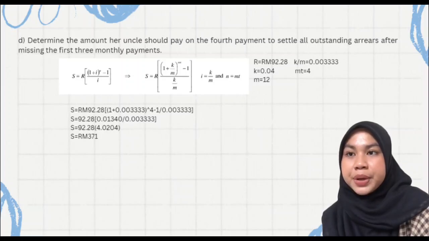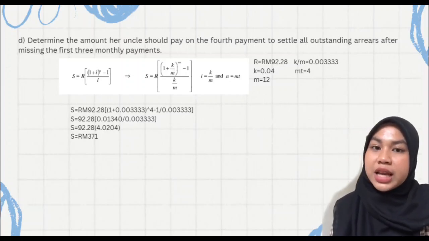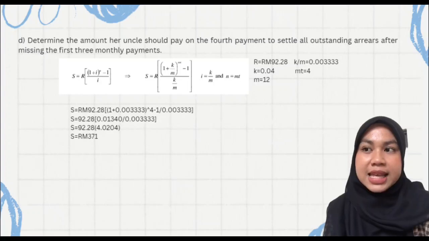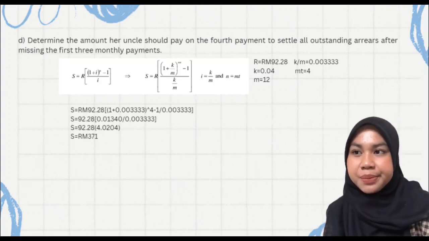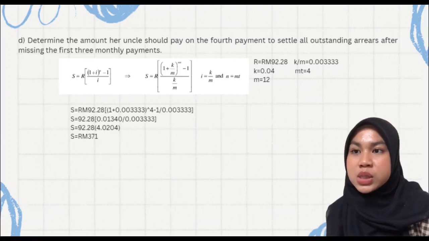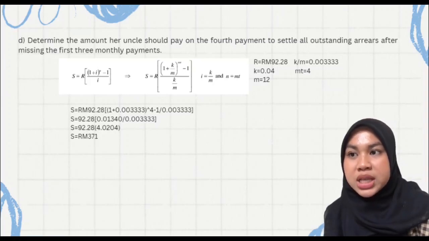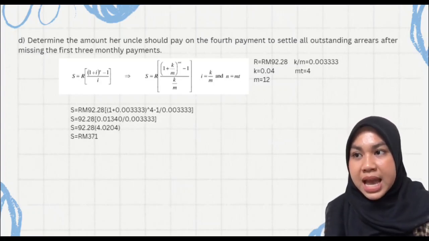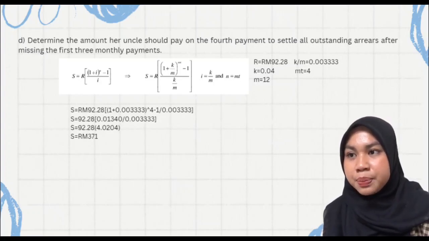So after we get the formula, we can solve this question. S equals 92.28 [(1 plus 0.003333) to the power of 4 minus 1] per 0.003333. S equals 92.28 per 0.01340 per 0.003333. S equals 92.28 multiply 4.0204. S equals 371.